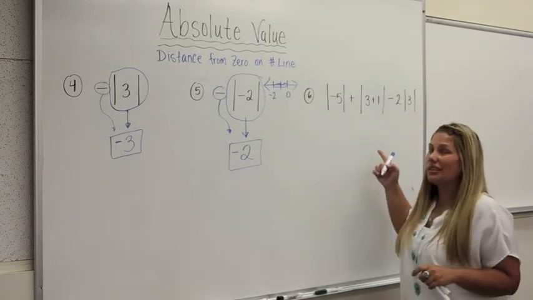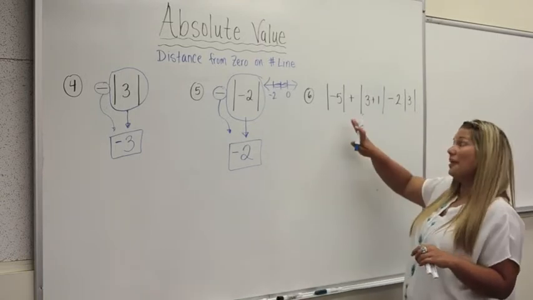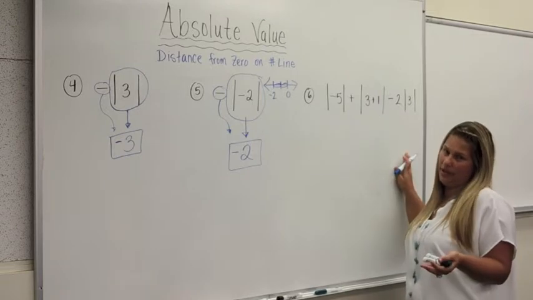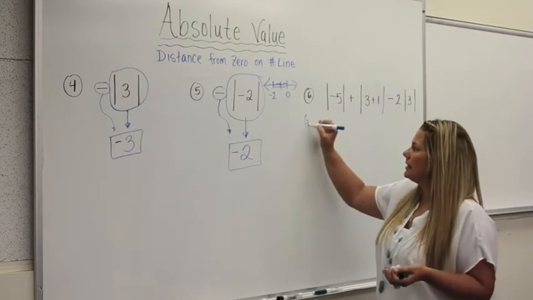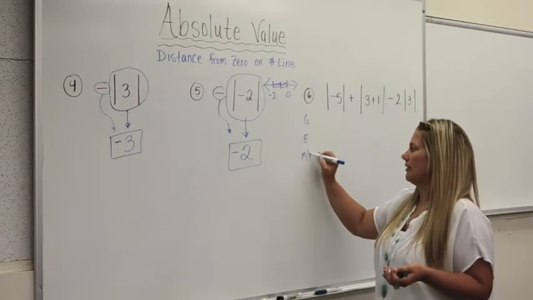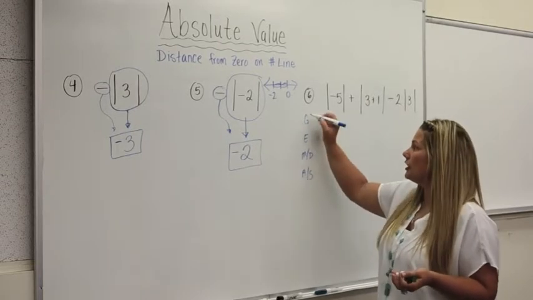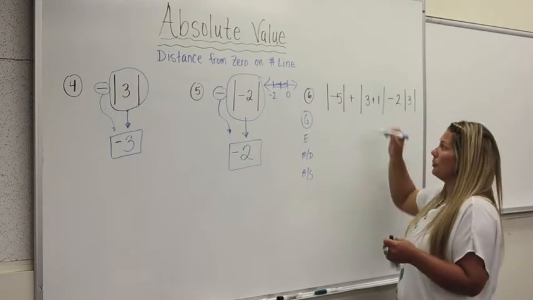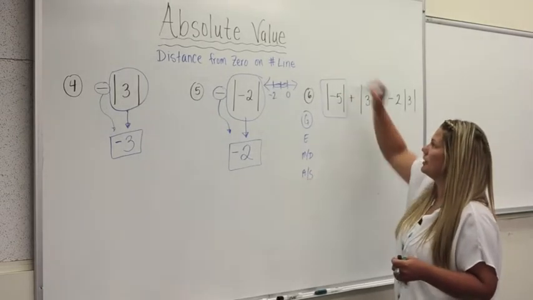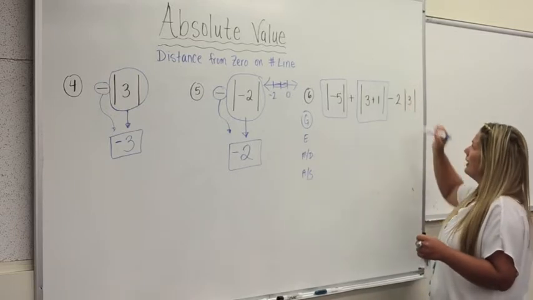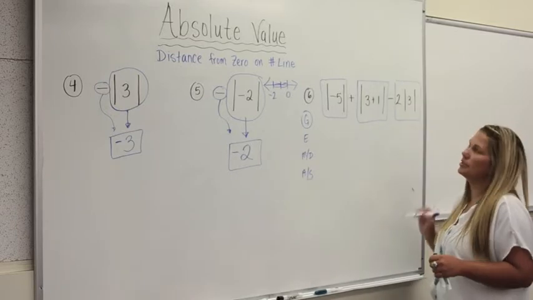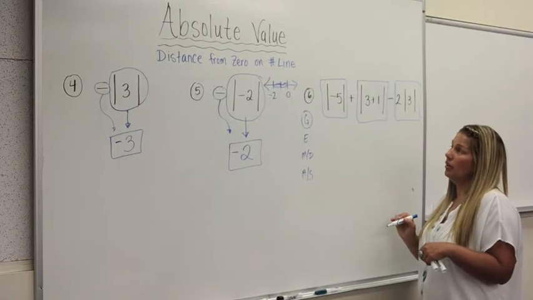So now let's get to a little more complicated problem. Now we have a bunch of different absolute values. Well, remember, it's still just GEMDAS. So let's still follow that checklist. The first thing we have to look for is any grouping. Well, here's absolute value bars, so that's a grouping. Here's absolute value bars, so that's a grouping. And here's absolute value bars, so that's also a grouping.